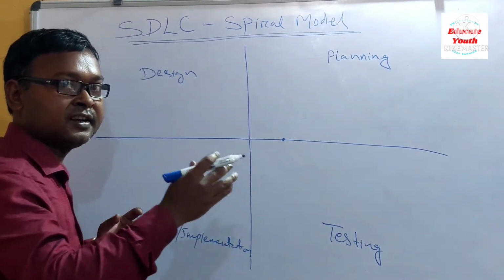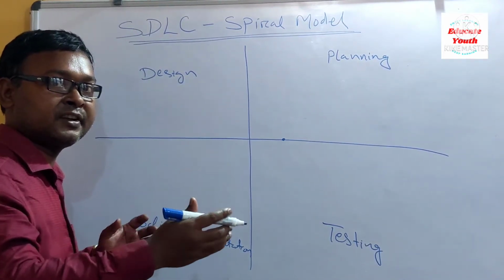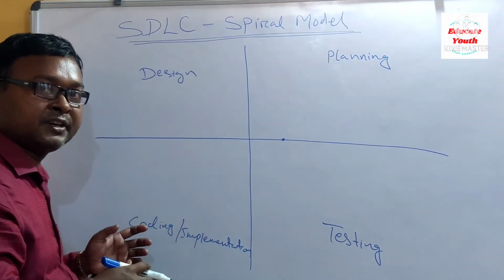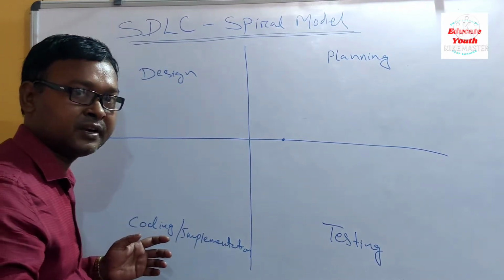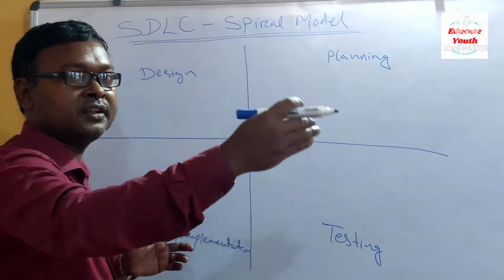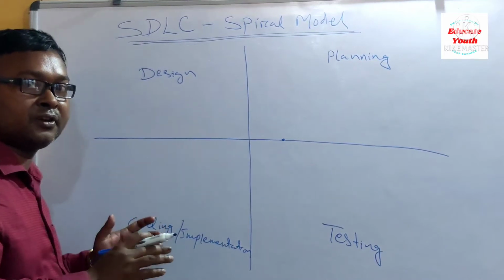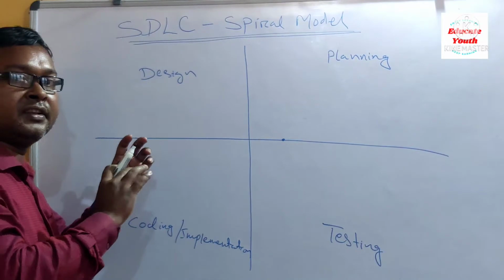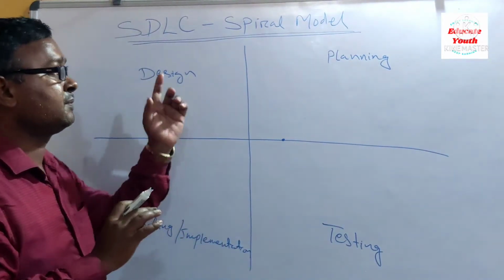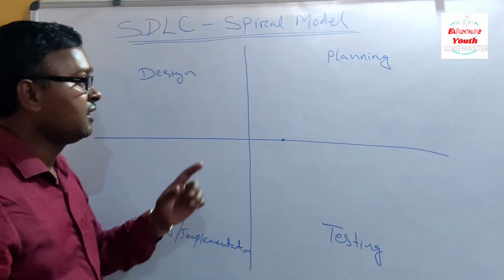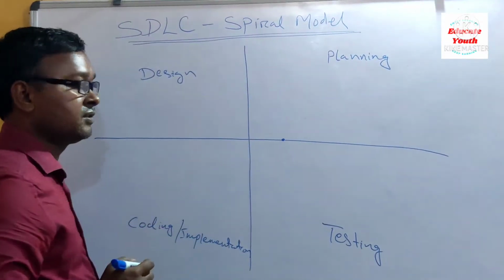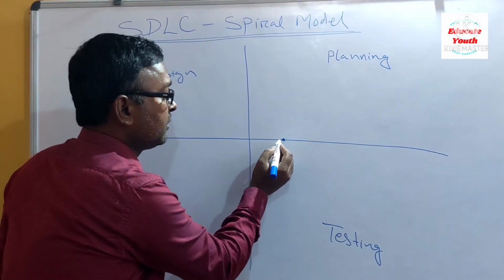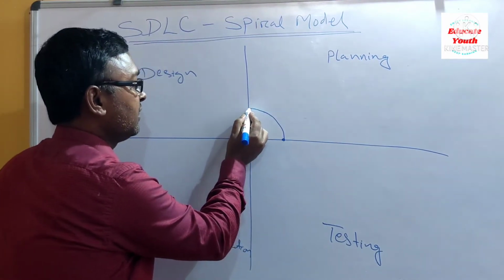In SDLC a certain standard is followed. What is the standard? Analysis, requirement gathering, then moving to design, then implementation, then testing, then deployment, then maintenance. All those steps you need to follow. In the waterfall model a certain standard is there, in the iterative model a certain standard is there, in the spiral model a certain standard is there. Right now we will be discussing the spiral model. You have got the project and you are going to start.